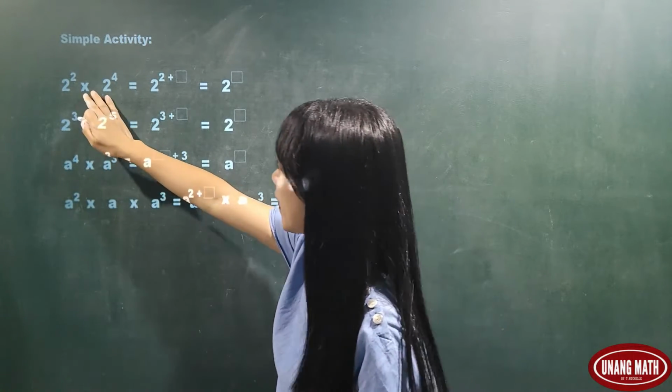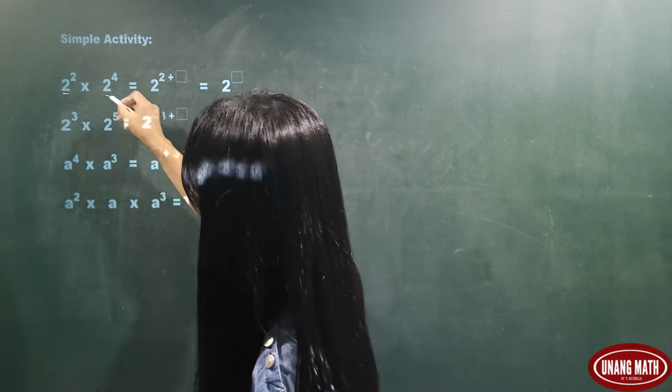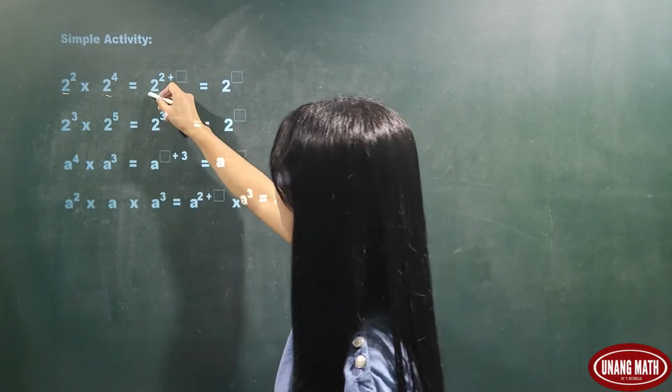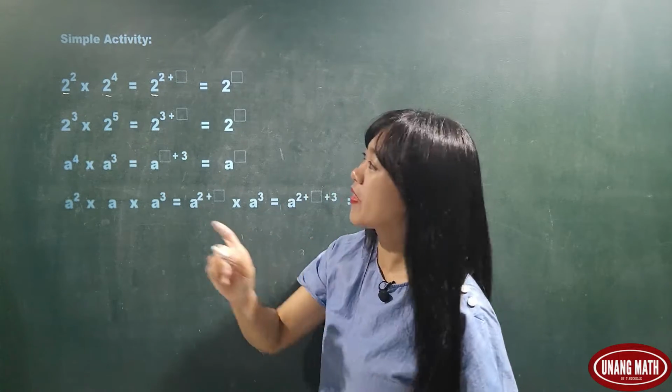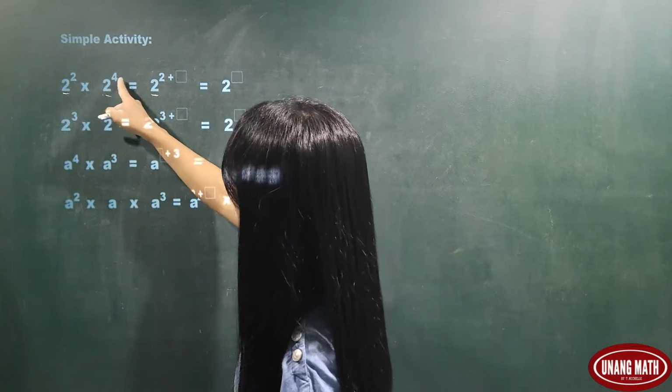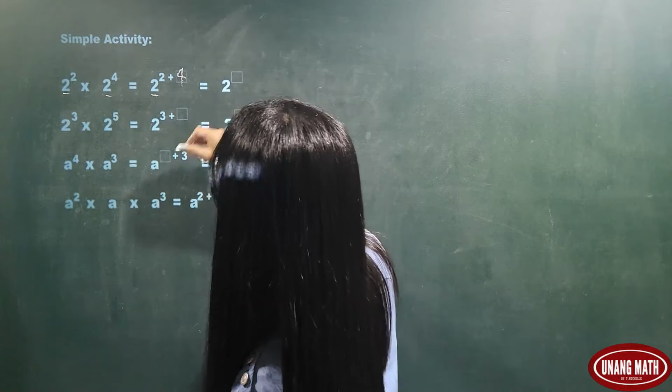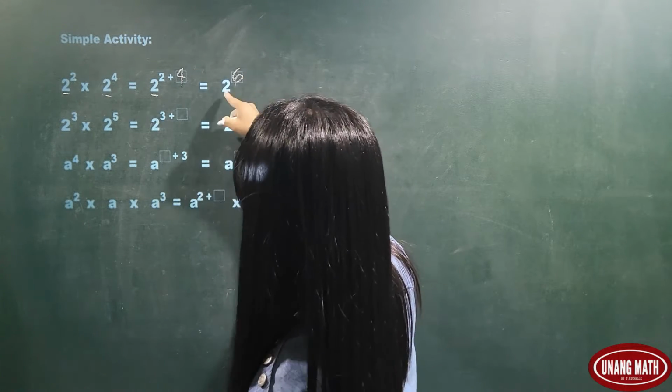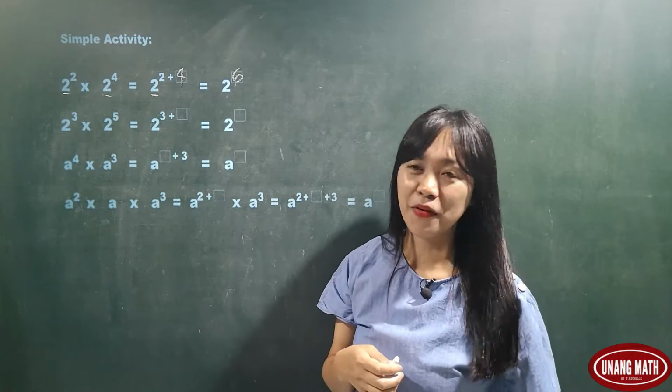Okay, this is multiplication and our bases are the same. So we will just copy our base 2. Then add the exponents. 2 plus 4. So this is 2 plus 4. Our exponent is 6. So we have 2 raised to the power of 6.